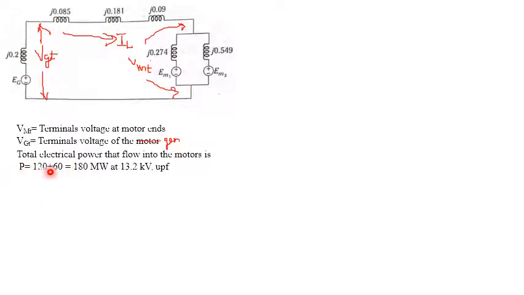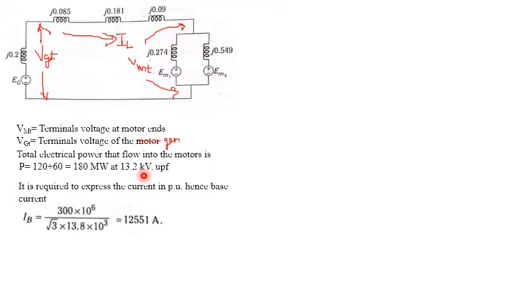So we know the power across the load. We have two generators working in parallel. 120 megawatt for one generator, another generator is 60. So combined together, 180 megawatt. It is working at 13.2. Okay, this is the actual value.